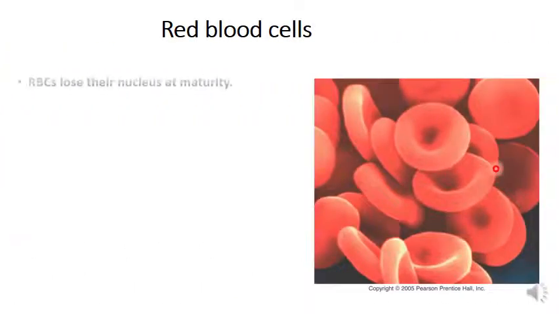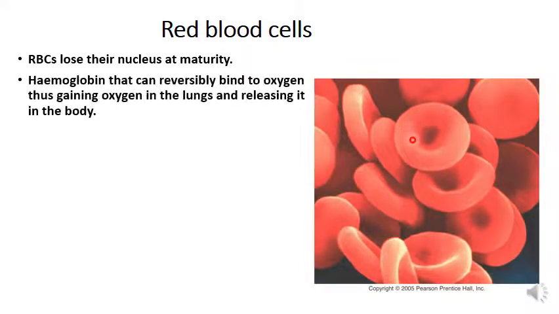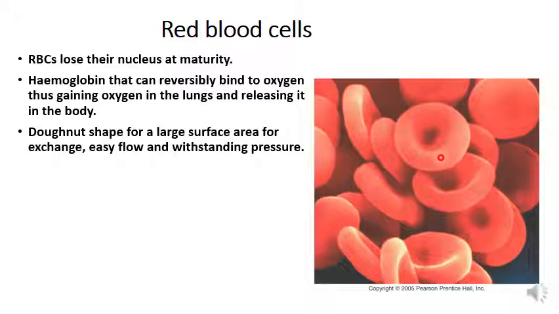The red blood cells, look at them, they look kind of donut shaped, okay? This shape enhances the surface area because this infolding also enables the cell to have a larger surface area and also for withstanding pressure and for easy flow in capillaries.